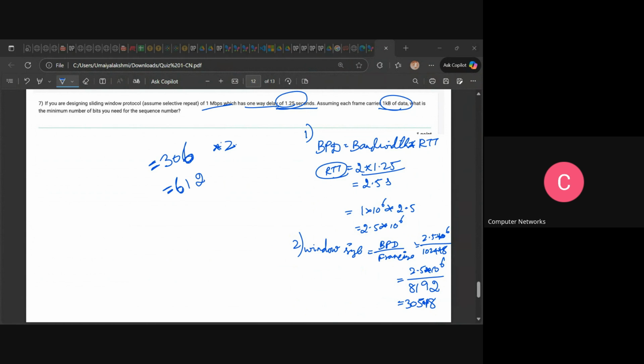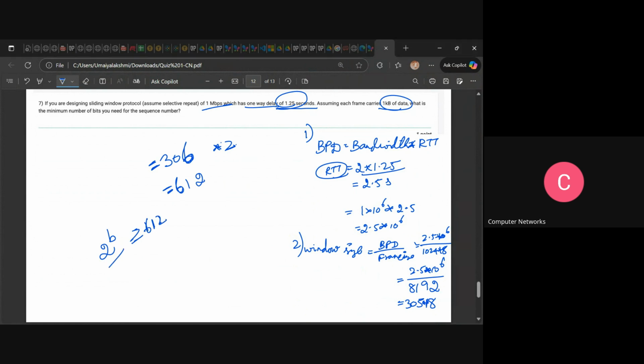So far we have calculated the sequence numbers. Now what we have to do? We have to calculate the number of bits needed for this. You know that, right? 2 to the power of b has to be the number of bits we'll just take, isn't it? So this has to be greater than or equal to 612.